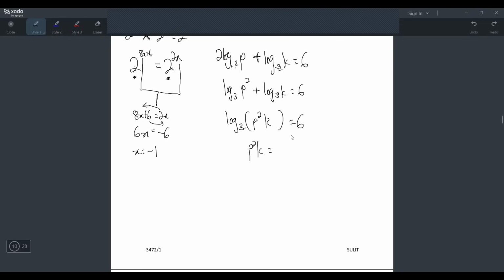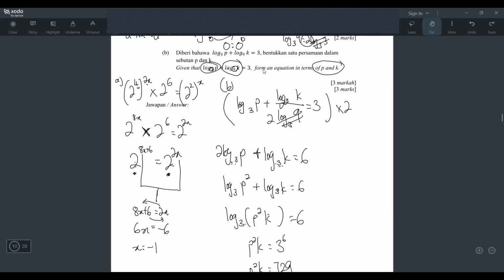So when you kick the base to the other side, the log base will become the number base. It means the 3 becomes the number base already. And then the 6 will become the power, right? And what is 3 power 6? 729, right? So that's the answer. Because they say form an equation in terms of P and K, right? So yeah, that's the answer.